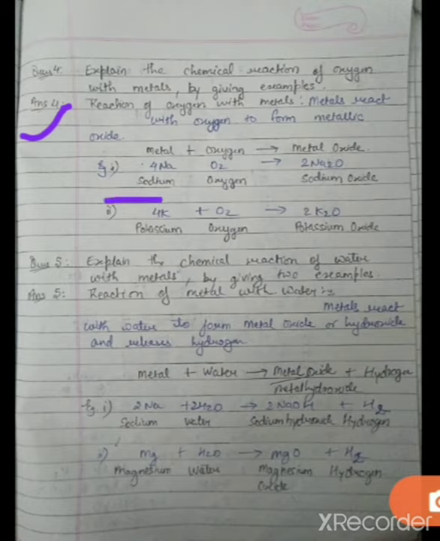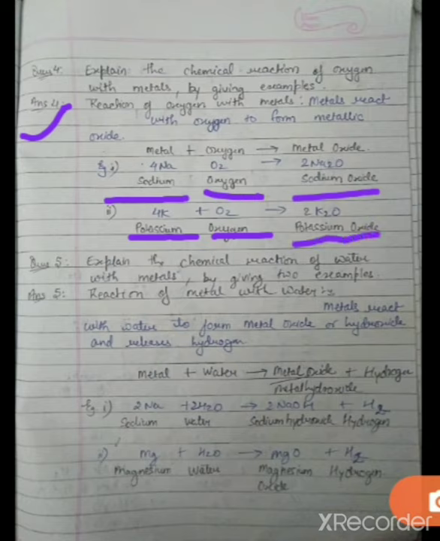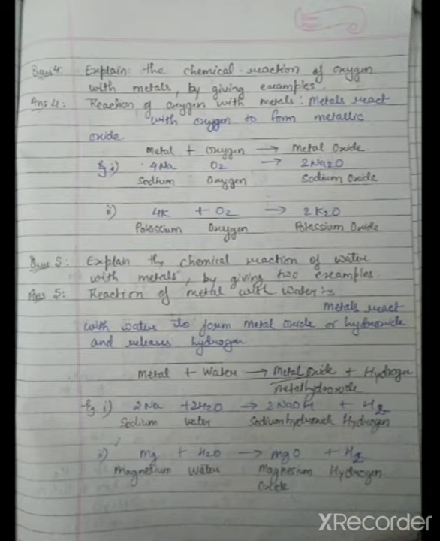Students, you can see here, whatever metal it is, suppose we are taking sodium metal, it reacts with oxygen and forms sodium oxide, that is metal oxide. Similarly, when we take potassium metal and react it with oxygen, it forms potassium oxide. So metal reacts with oxygen to give metal oxide. This is the basic reaction.